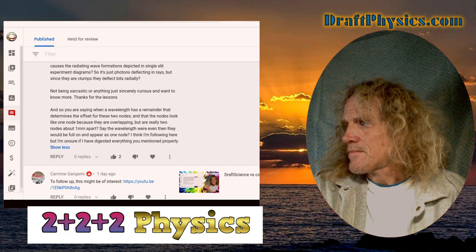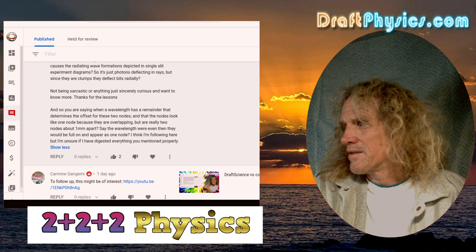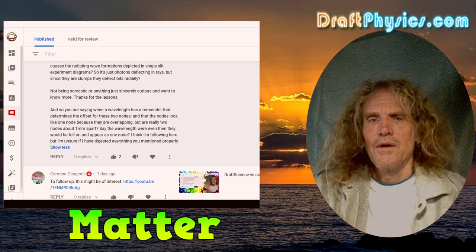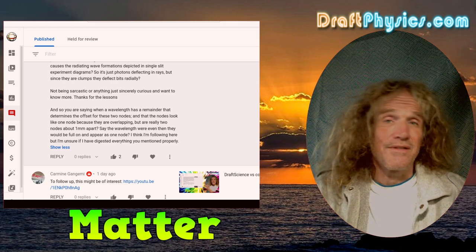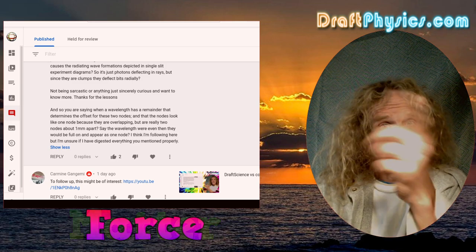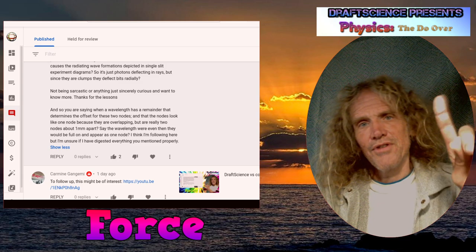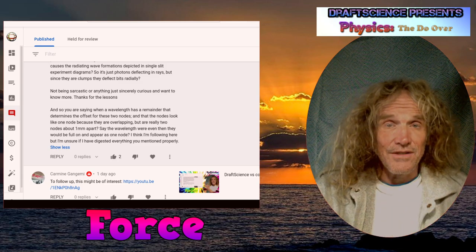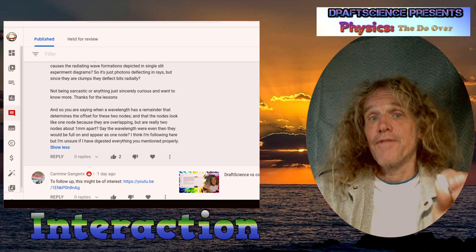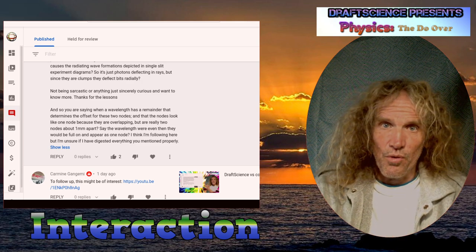Okay. Let's see. Nodes look like one node because they are overlapping. Okay, yes. Well, that part is correct. So the nodes can overlap because it's really two distinct patterns. There's vectors going this way and creating a pattern, and vectors going this way creating a pattern. So there's two different patterns, essentially. It's not just one pattern being displayed. It's really being displayed by the photons that scattered right and the photons that scattered left. And it's an important distinction.